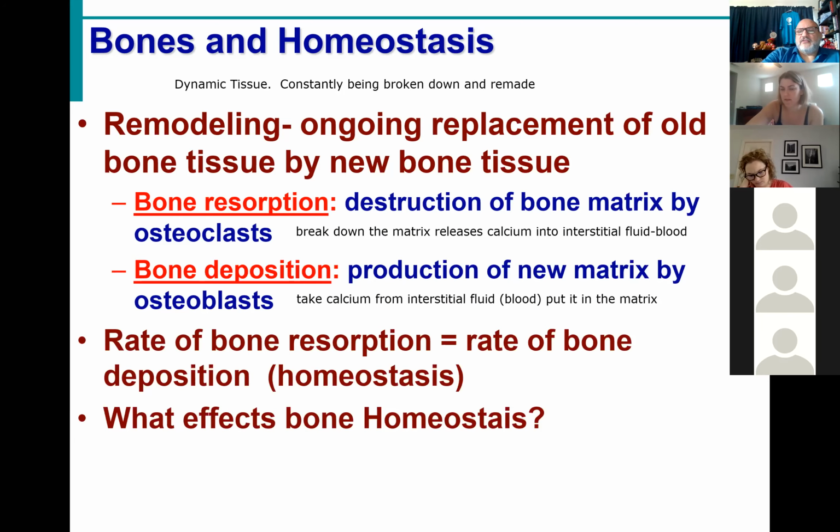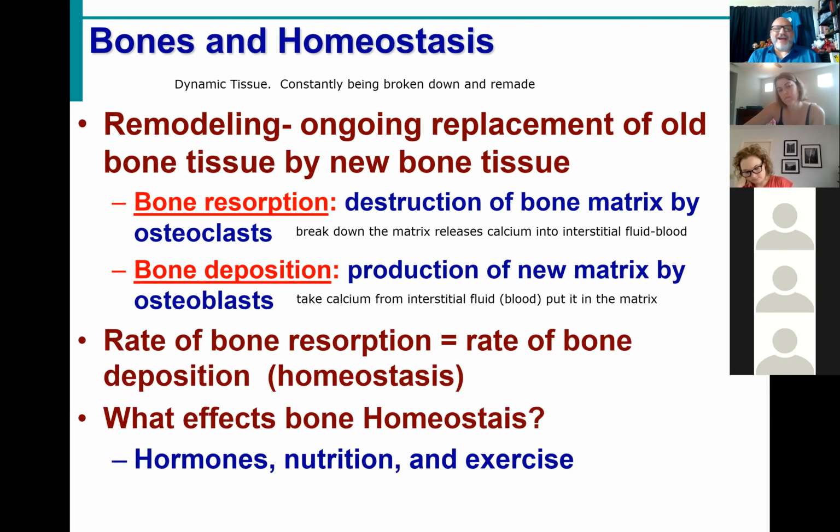Calcium. All right, excellent. So yeah, nutrition, like getting enough calcium in those nutrients. I see exercise on there. And what's the third? So nutrition, exercise, and what else can influence these cells and what they do? We already talked about it. Hormones, there we go, hormones, absolutely. The three main factors that are going to influence our maintenance of homeostasis of our bones are hormones, nutrition, and exercise. Let's talk about these three factors.